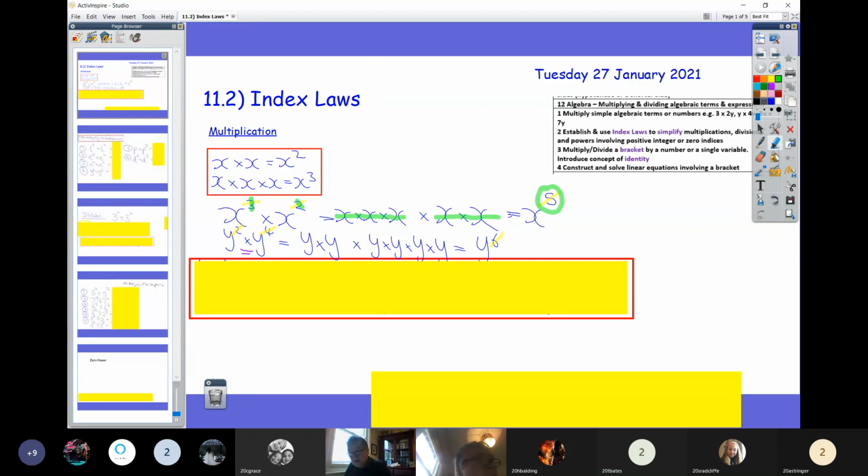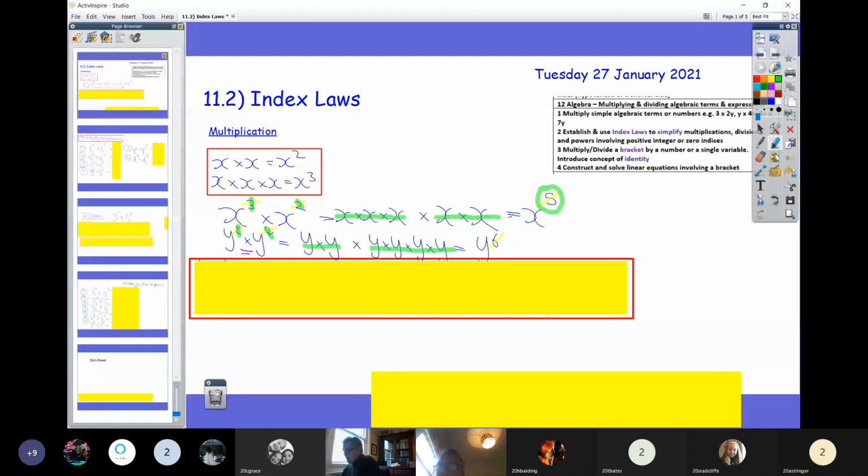Okay, and same with the one at the bottom. We've got y squared, which means y times y, and we've got y to the power of 4, which means y times y times y times y. And multiplying that all together, we've got y times y times y times y times y times y. We've got 6 of them.